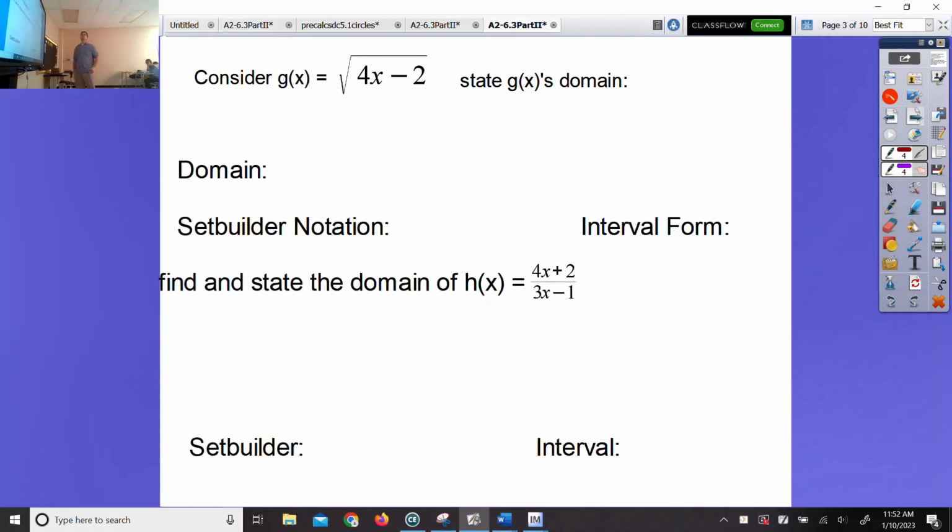Everything else works. All right, consider the root of 4x minus 2 and state its domain. If you look back at our form, the 4x minus 2 is the b in your forms. What do you know about 4x minus 2? It's the stuff in the radical. What do you know about it? Greater than or equal to 0. This wasn't a fraction, so you just say it's greater than or equal to 0.